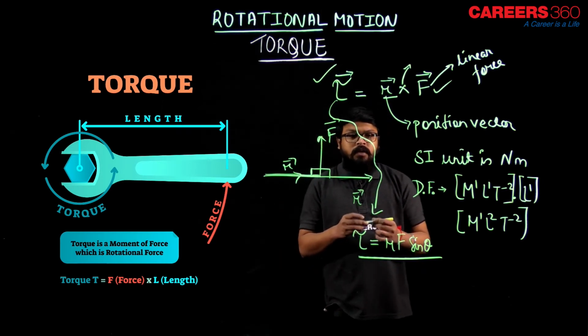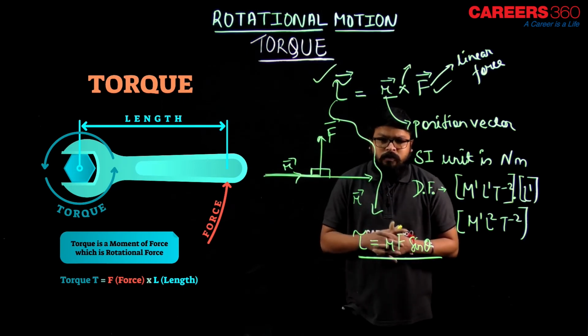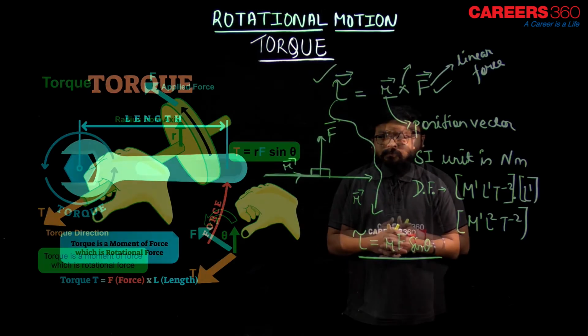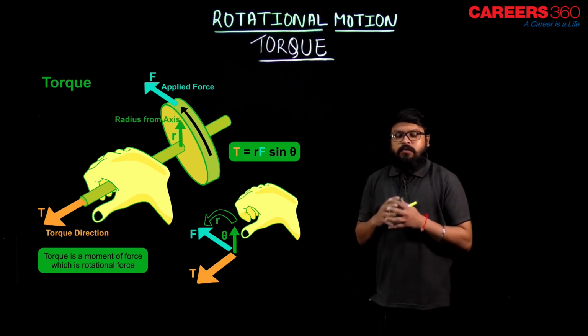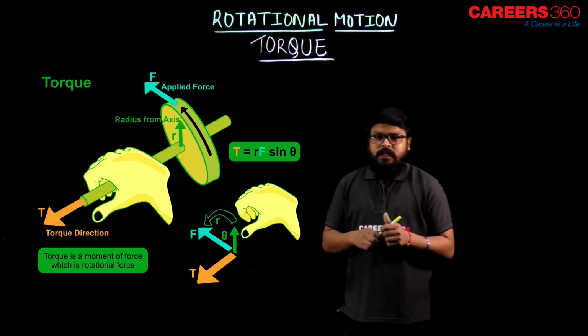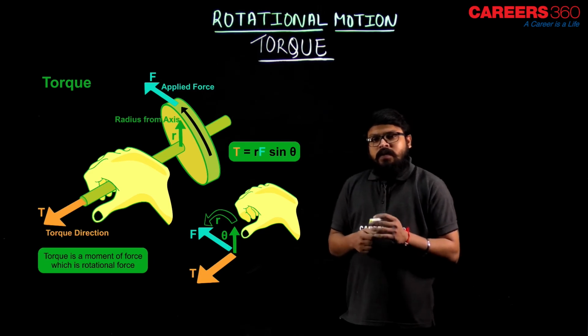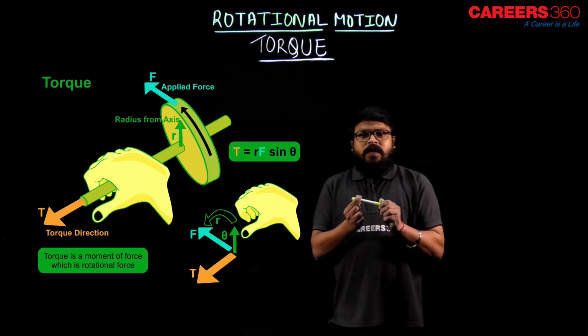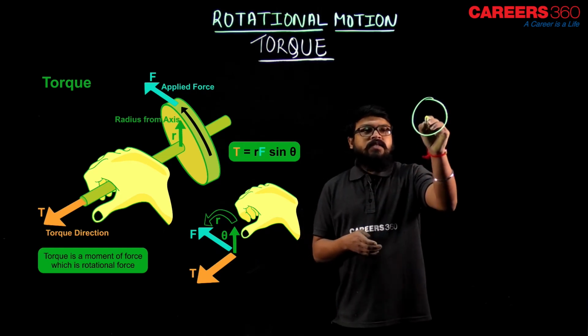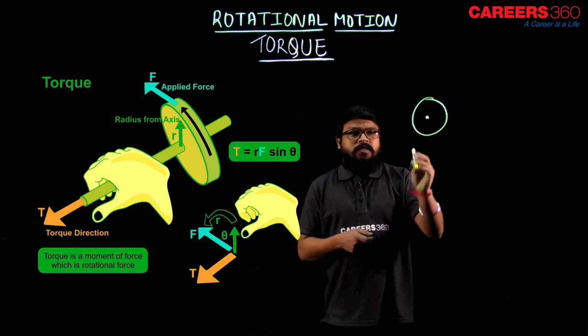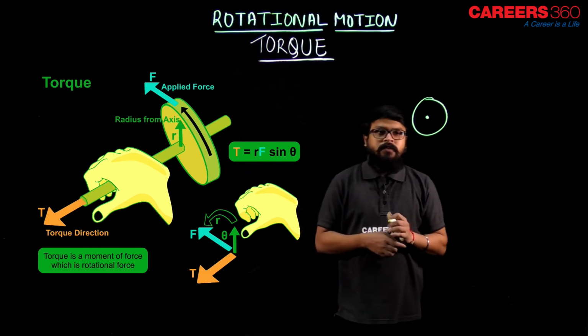Now, let us consider a few more examples based on torque. Here is an example, as you can see, which will give you more clarity. So this is a wheel, suppose, and this is the center of the wheel, and the axis of the wheel passes through the center of it.